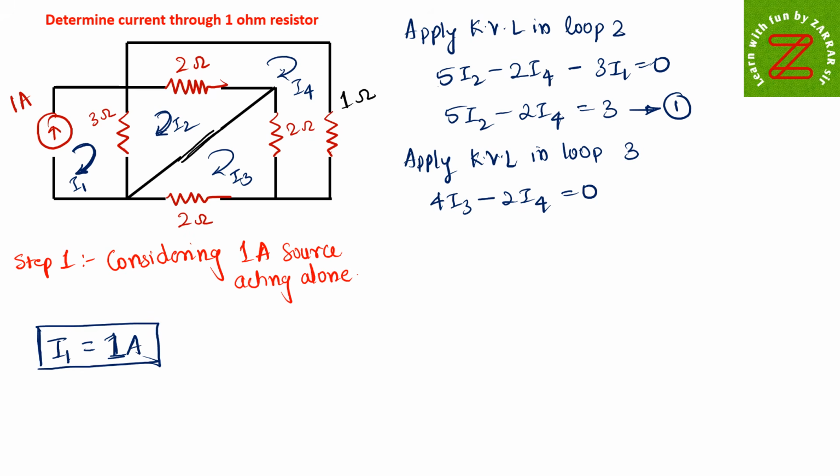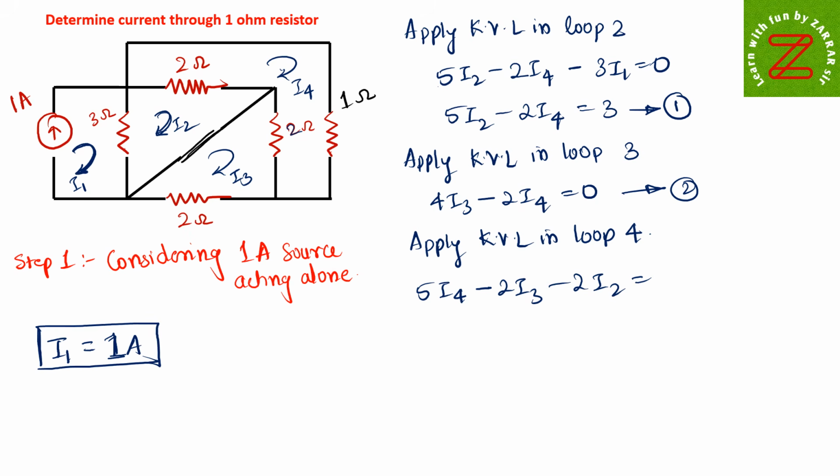And now I'll apply KVL in the fourth loop also. I'll write this as equation number 2. If you apply KVL in loop 4, 2 plus 2 plus 1 is 5 ohm. So 5I4 minus, this 2 ohm resistor is in the third loop also, so minus 2I3. This 2 ohm resistor is in the second loop also, minus 2I2 equal to 0. So this is my equation number 3.